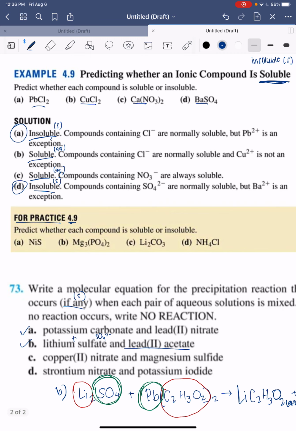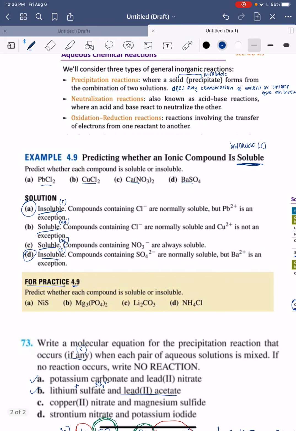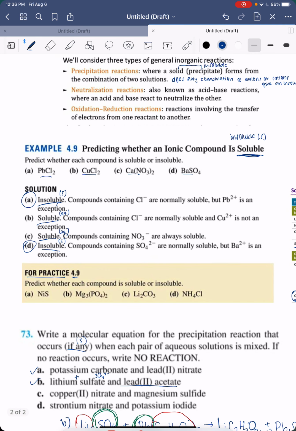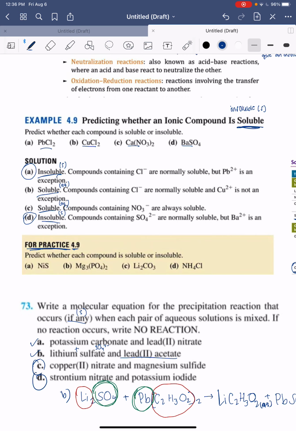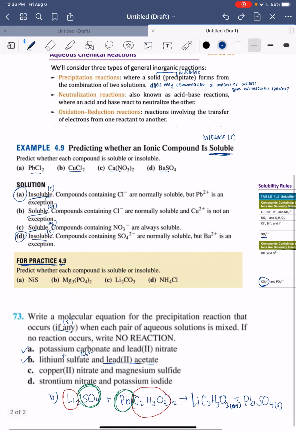That's it. That's all I have for today. Look at example 4.9, pause the video if you need. These are some more practice problems for you. You can always finish C and D and come to my office hours if you need further clarification on how to write a precipitation reaction and how to determine whether something is soluble.